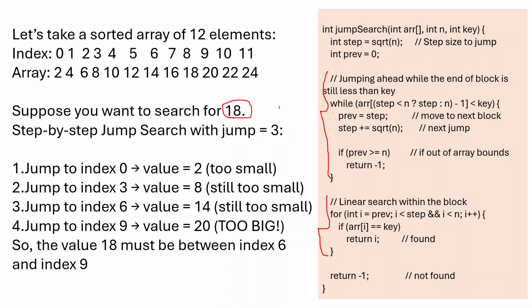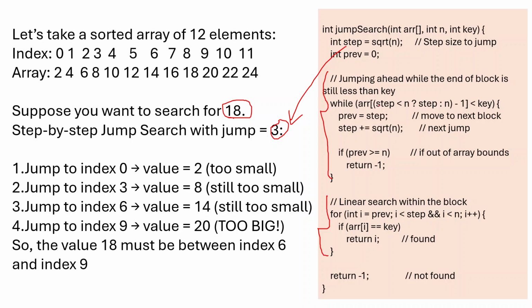Now square root of 12 is going to be 3. So what I'm going to do over here: initially step is equal to square root of n, the step is equal to 3. Then initially previous is equal to 0. Previous is a variable which I'm going to take, and we will see why we require a previous variable. Then we'll come to this jump block.